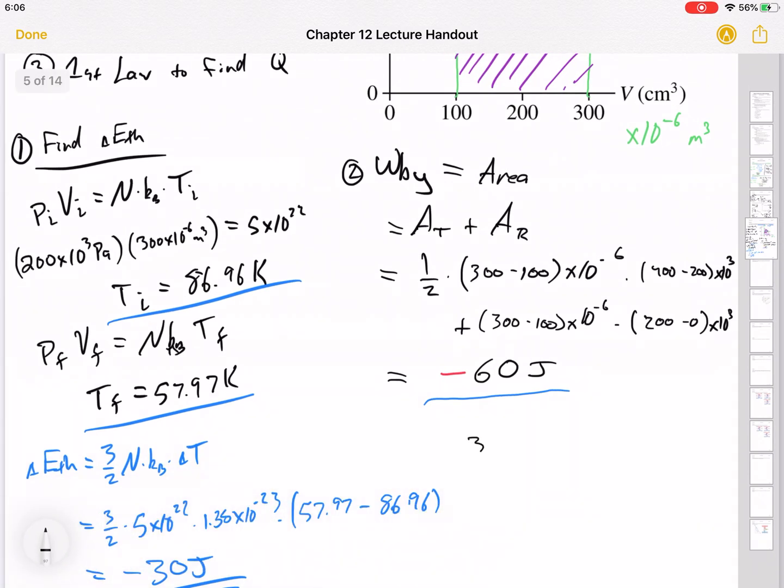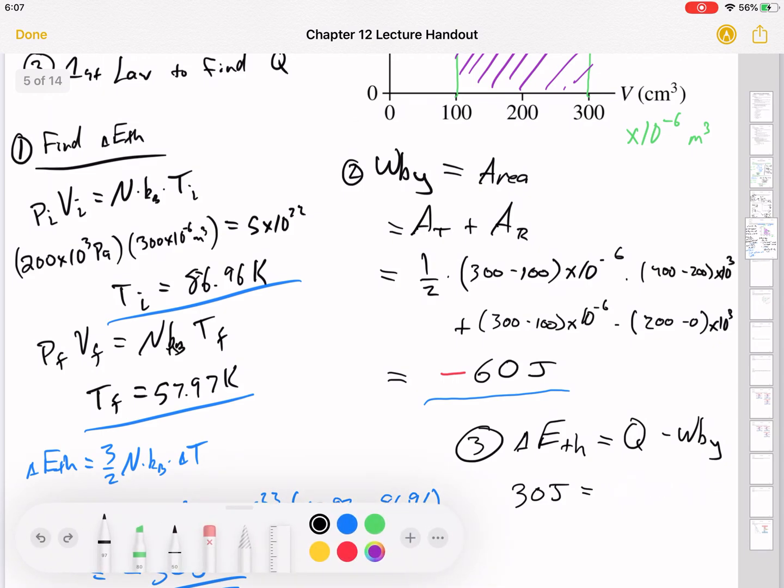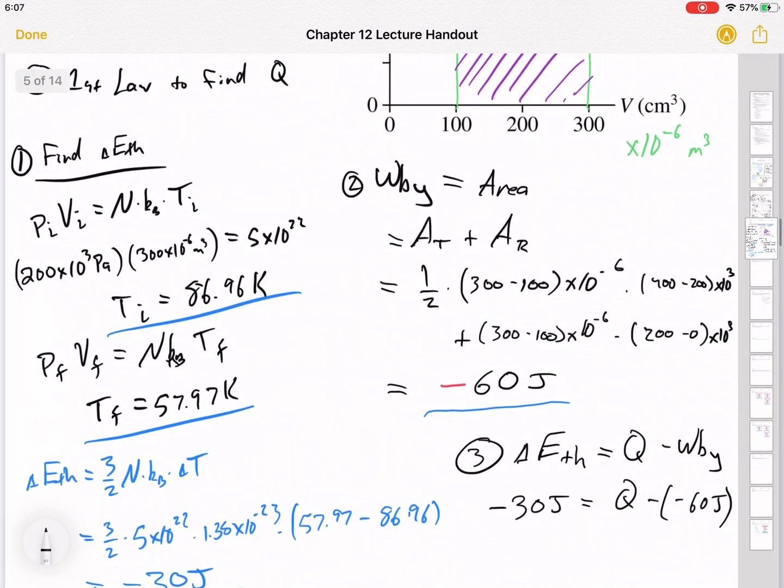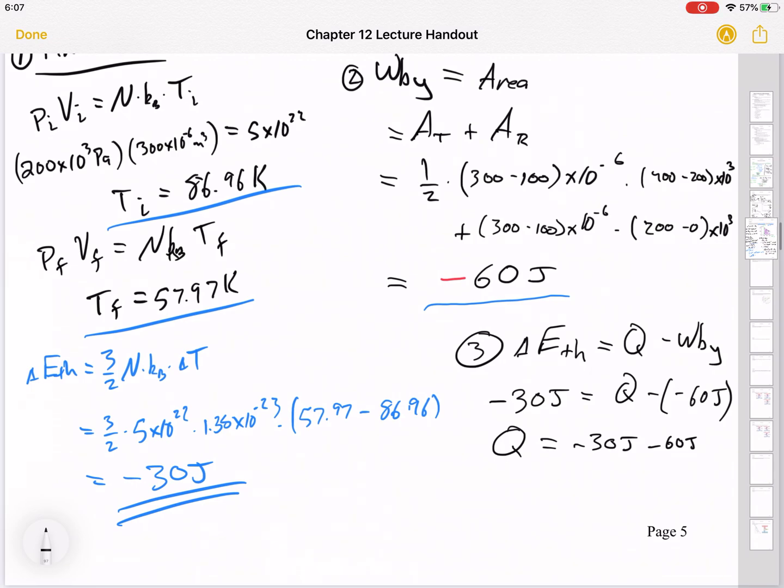Okay, so then part 3 here is that the change in internal energy is Q minus work done by the gas. So that's 30 joules equals Q minus the work done. Oops, backwards. Delta E thermal is negative 30, right? So let's go negative 30 joules equals Q minus negative 60 joules. Okay, if we do this math, then minus minus 60 is actually positive. So then I subtract that 60 from the other side: Q equals negative 30 joules minus 60 joules. The total heat dumped by the system is 90 joules. So 90 joules of heat was exhausted from the system to make this happen.